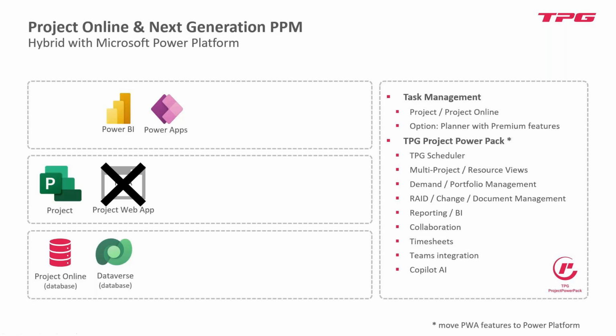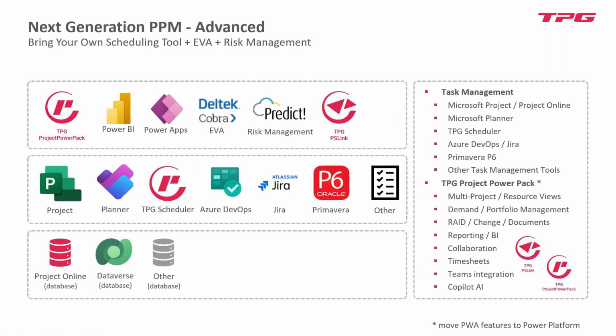So if you're using any of those SharePoint workflows, then you will need to move off of that and move towards using Power Automate and Power Apps and the like. So this is how we can go hybrid with Project and Project Online and the Microsoft Power Platform. If you want to, you can use Planner with that, but using TPG Project Power Pack that you've just seen will bring that all together. You have the option for TPG Scheduler as well, if you wish to. And if you really want to go the whole hog, this is everything that you could do. This is something that we have done with customers.